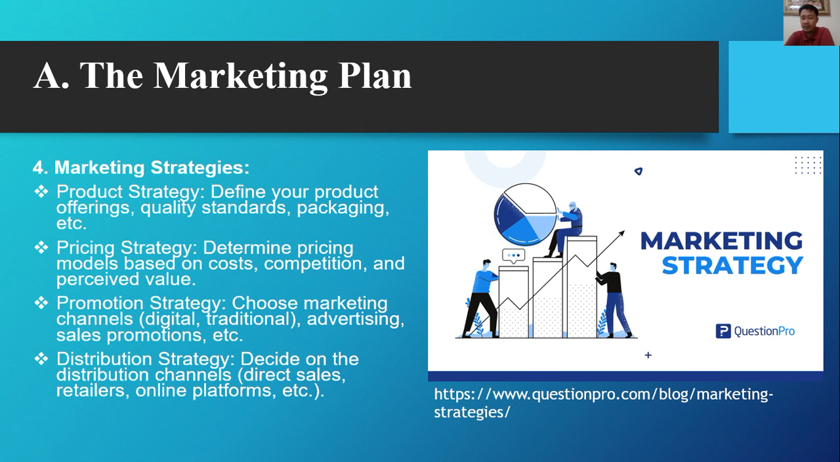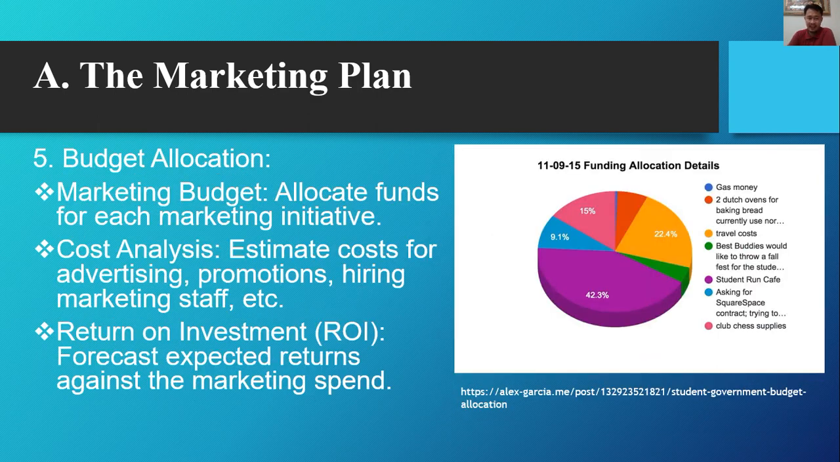And also distribution strategy. So you need to decide on the distribution channels. So are you planning to do direct sales to your customer, or are you looking for those who are doing retail or online platforms? So you have a lot of options nowadays. So these are part of your marketing strategies where, bottom line, the goal is to have a maximum profit and to lessen your cost. And then part of it in our marketing plan is your budget allocation.